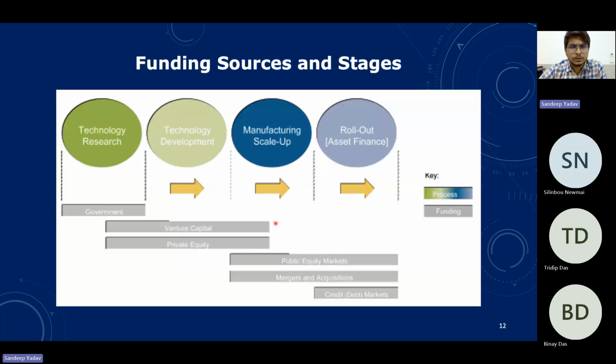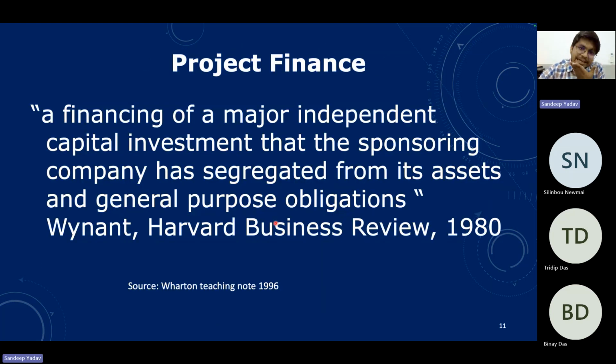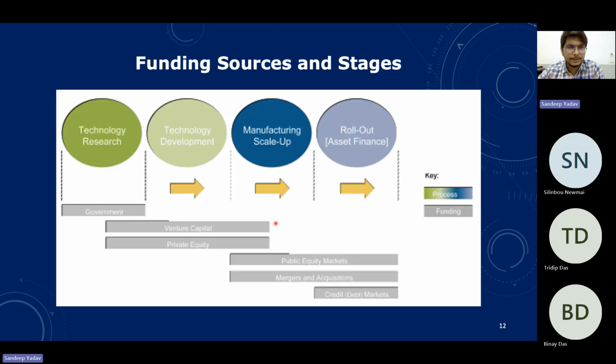Now, this is all theory. Project finance is financing a major independent capital investment that the sponsoring company has segregated from its assets and general purpose obligations. This is a definition given by Rennet in 1980. Also, if you see this graph, it shows the funding sources at the different stages. This graph shows the technology readiness level, which we also call TRL.